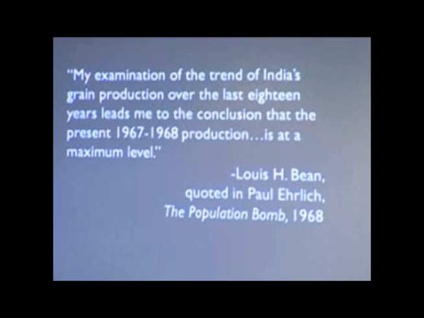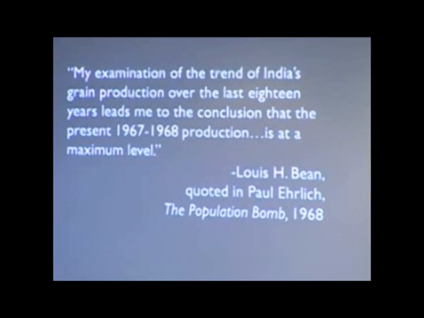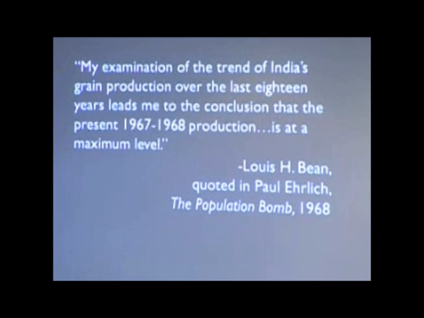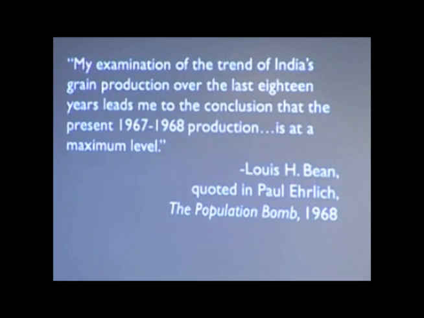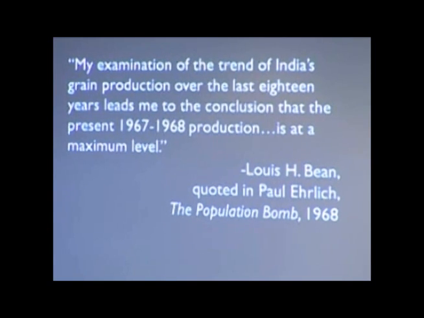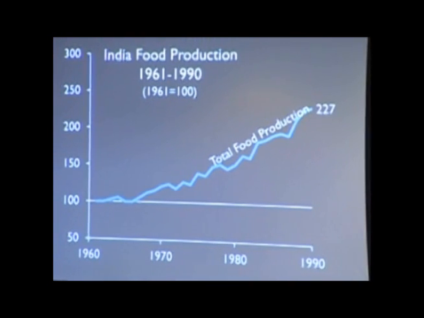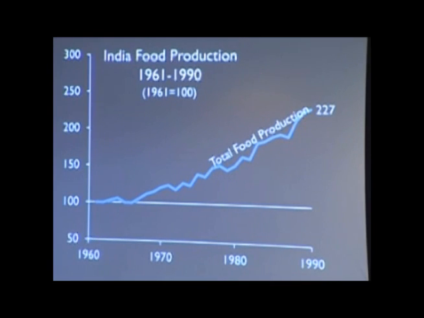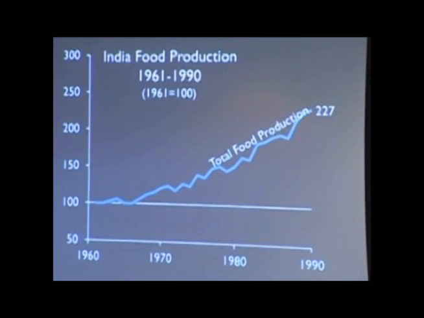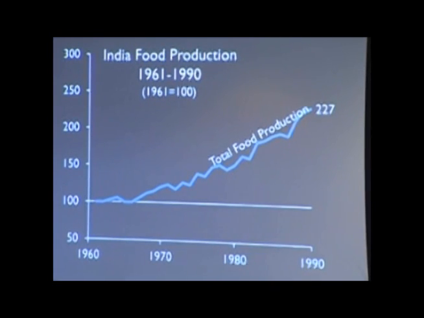He quotes the agricultural economist Louis Bean, who said that it looked to him like India would never be able to produce more food than it was producing in 1967 to 68. Well, let's look at India food production from the same FAO source. We'll do up to 1990 here. There's food production in India, and it is worth noting that the 60s were not going well for food production in India, so these predictions were not crazy. There had been almost no increase in food production from 1960 to about 1967, and so understandable that people predicted that there were hard times ahead.